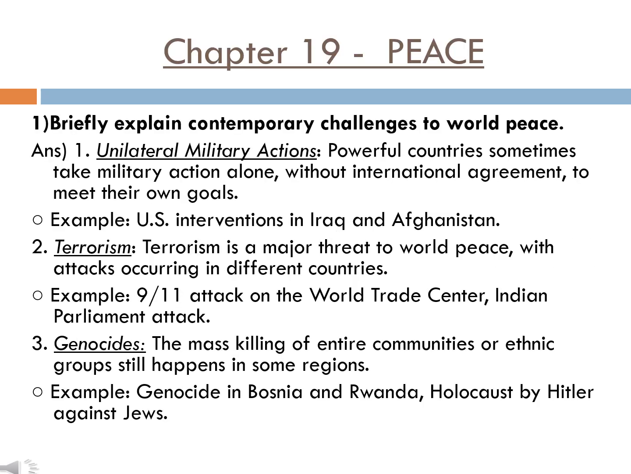Chapter 19, Peace. First question. Briefly explain contemporary challenges to world peace. First, unilateral military actions. The powerful countries sometimes take military actions alone without international agreement to meet their own goals, like US interventions in Iraq and Afghanistan. Second, terrorism. The 9/11 attack is a great example of that. Then thirdly, genocide, the mass killing. Genocide means the mass killing of entire communities or ethnic groups that still happens in different regions of the world.